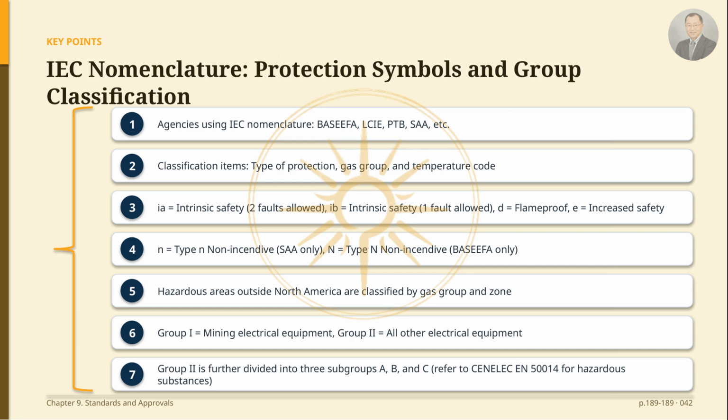Hazardous locations outside North America are classified by gas group and zone. In terms of group classification, electrical equipment is divided into 2 groups. Group I covers electrical equipment used in mines, and Group 2 covers all other electrical equipment. Group 2 is further subdivided into 3 subgroups, A, B, and C. The specific hazardous materials within each group can be found in the Senelec EN 60079-0 standard.